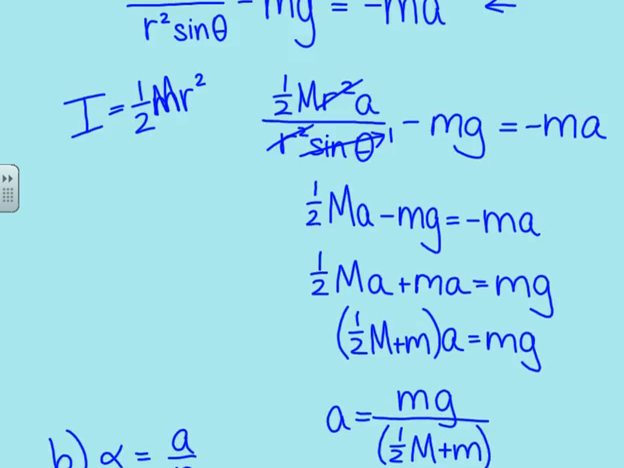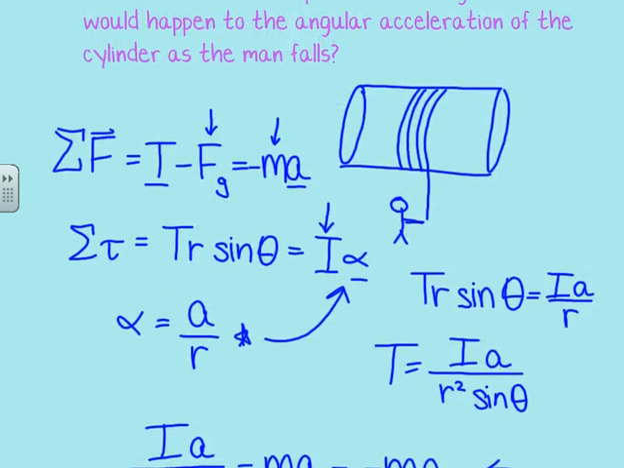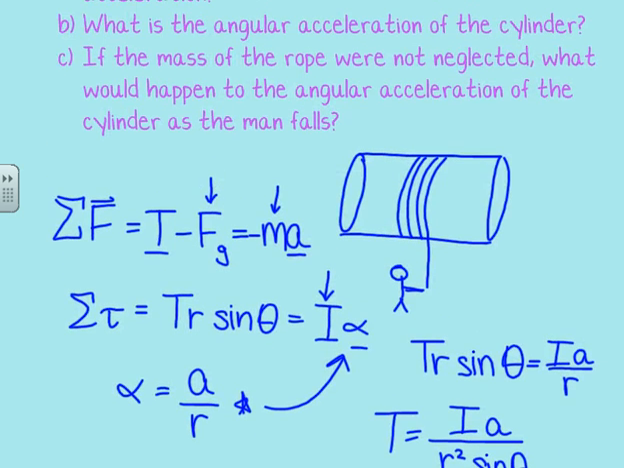Lastly, part C says, well, what about if the mass of the rope were not neglected? What would happen to that angular acceleration of the cylinder? Well, we completely ignored the mass of the rope. It wasn't something that was important to our calculations. But think about it. As the man falls, more and more of the rope has fallen as well, which means that mass increases.